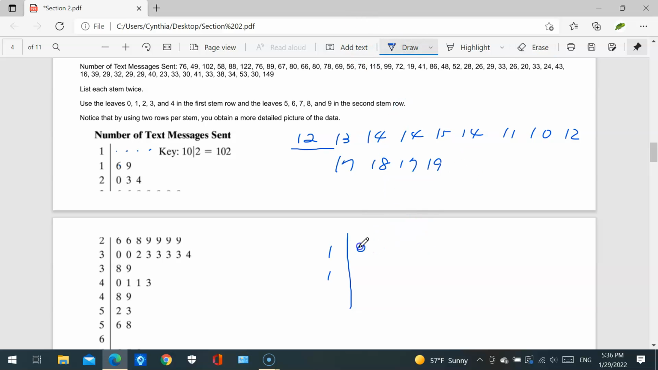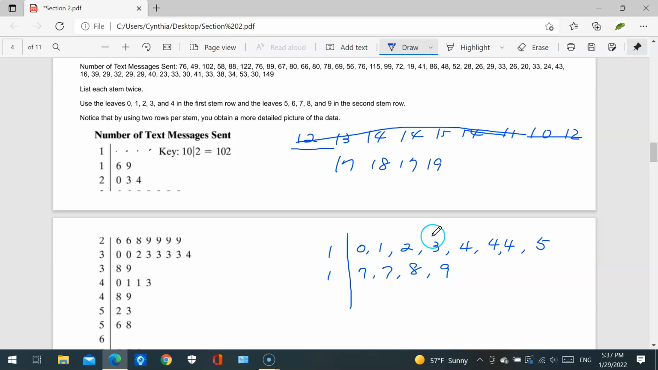So we start from 0, 11, 12, 13, 14, 14, 14, and then 15. So all the data here goes to the first stem number with 1. After 15, starting from 16, the data comes to the second stem level. So we'll have 17, 18, and 19.